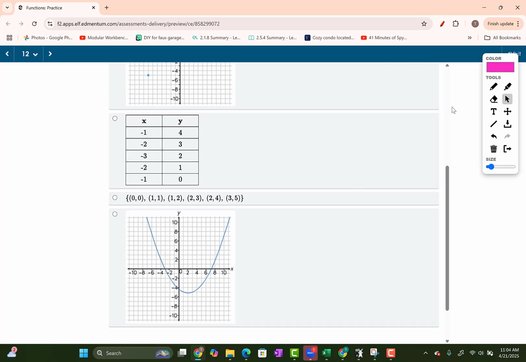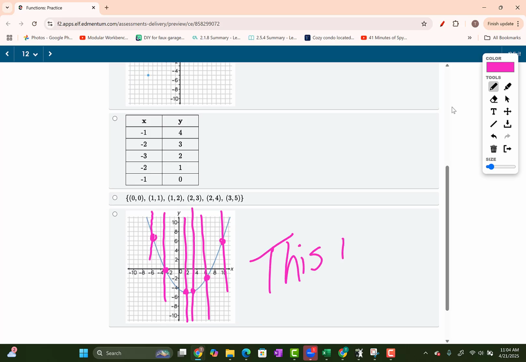And then finally, we've got a graph. This has to be the correct answer choice, but here we would want to use the vertical line test. Can you draw a vertical line anywhere in this graph and it hits it in more than 1 point? And the answer is no. No matter where you draw that vertical line, it only hits the graph in a single point. So that means every x value is corresponding to a single y value. So this answer choice is a function and the one we would select.